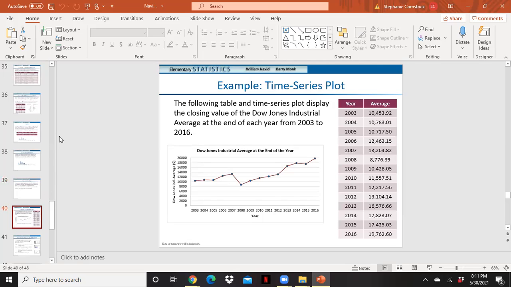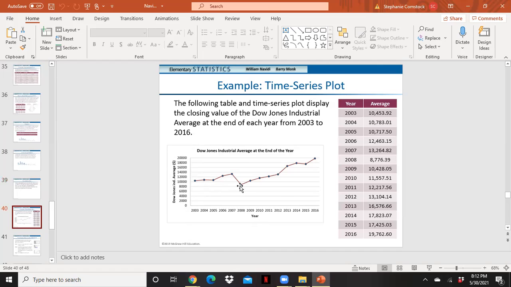So here we have the closing value of the Dow Jones. This one they're doing years. So we've got the end of each year. So they're looking at kind of the last day of business. So right there around December 31st, it may be a few days earlier than that. And so here's our table. Up the side, they've done the money things. So we've got 10,453.92. And then we've got 10,701. We continue to see it rock up.